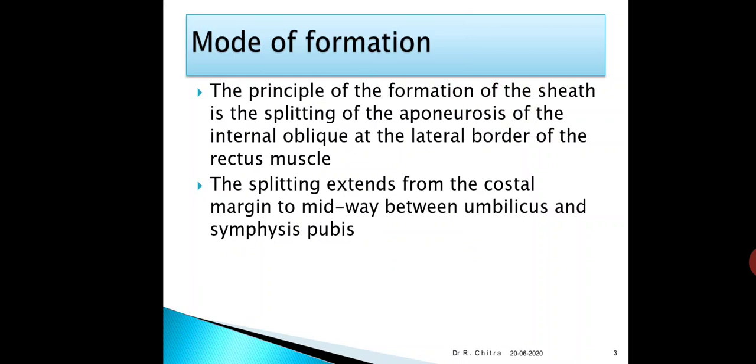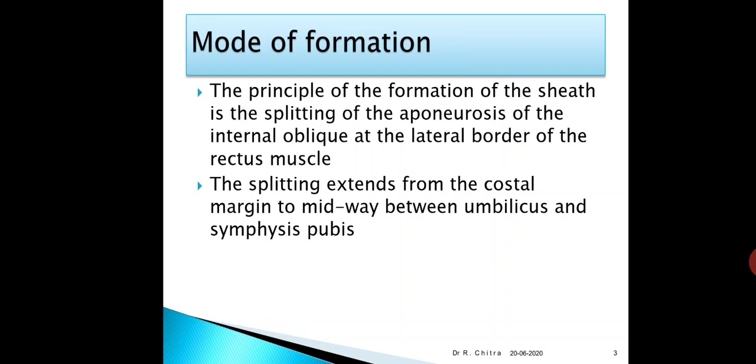Mode of formation of rectus sheath. Principle of the formation of the sheath. How this sheath is formed is mainly by the splitting of the aponeurosis of the internal oblique muscle. Only this muscle splitting at the lateral border of the rectus abdominis muscle forms this rectus sheath, mainly by the aponeurosis of the internal oblique muscle splitting.